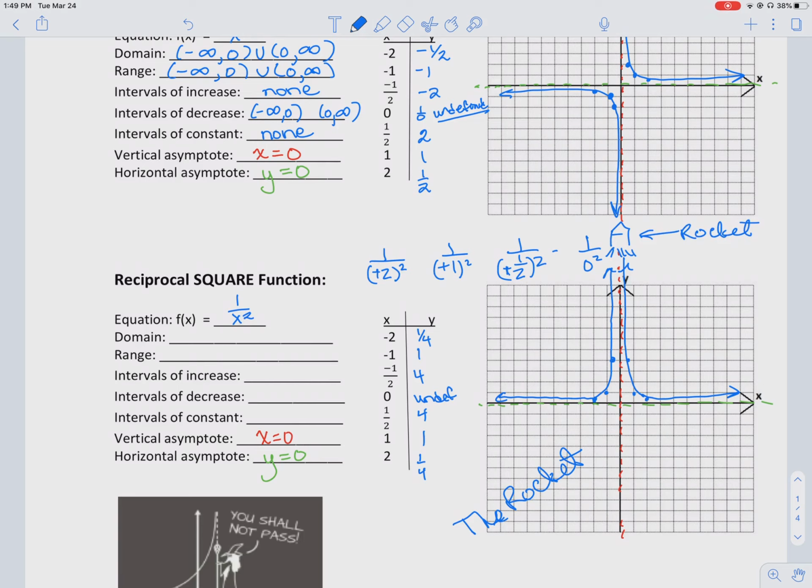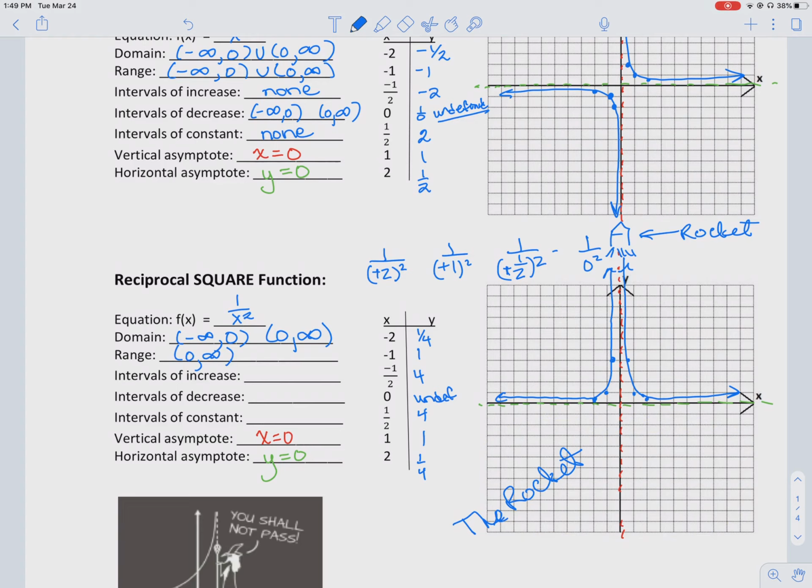Okay, let's talk about the domain and range. So the domain are your x's, and the x's can be anything but that 0, right? So it's going to be negative infinity to 0, and then 0 to infinity. That's the way we say everything except 0. The range, notice I don't need any of this graph paper down here. I could just get rid of it. So my range is going to be from 0 to infinity.